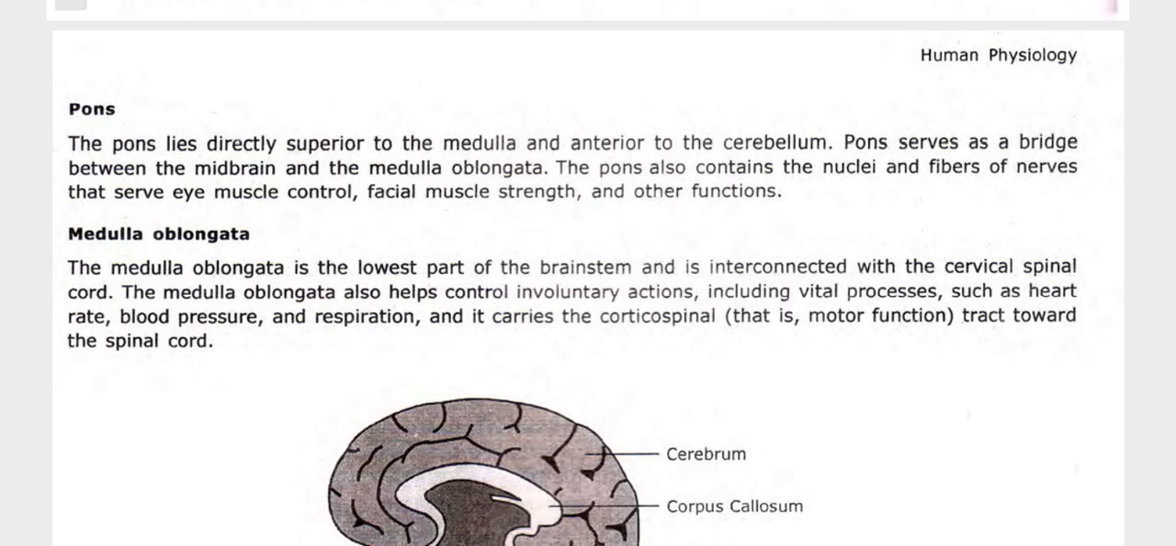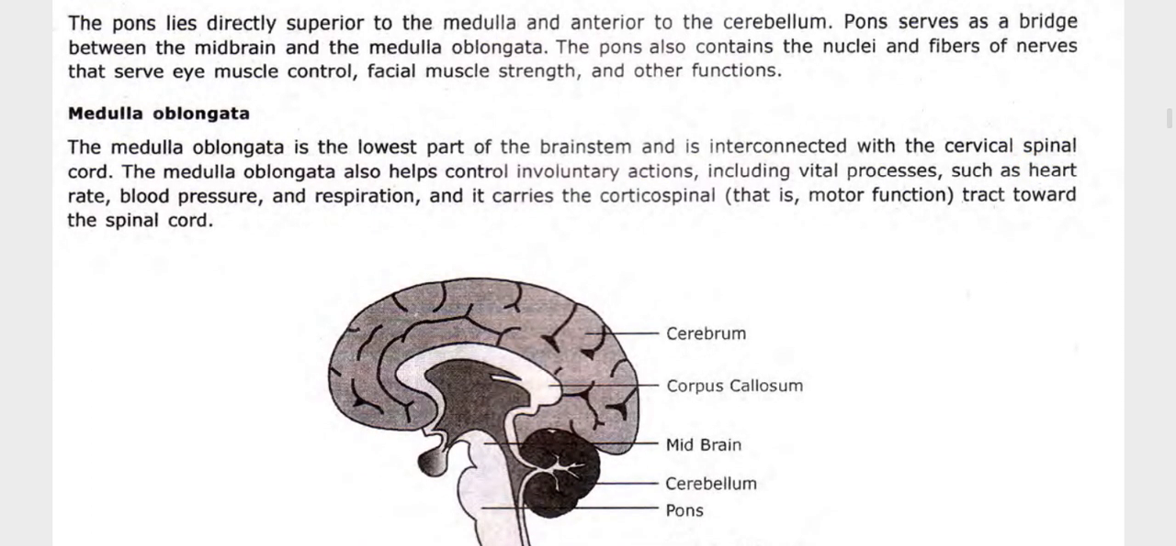Then the pons region lies directly superior to the medulla and anterior to the cerebellum. The pons serves as a bridge between the midbrain and the medulla oblongata. The pons also contains nuclei and fibers of nerves that serve eye muscle control, facial muscle strength, and other functions. Then medulla oblongata. The medulla oblongata is the lowest part of the brain stem and is interconnected with the cervical spinal cord. The medulla oblongata also helps control involuntary actions, including vital processes such as heart rate, blood pressure, and respiration. And it carries the corticospinal, that is, motor function tract toward the spinal cord.